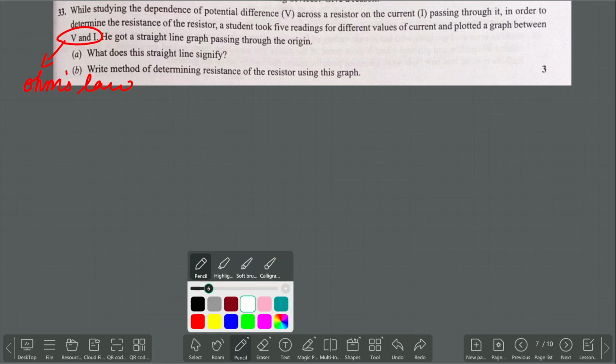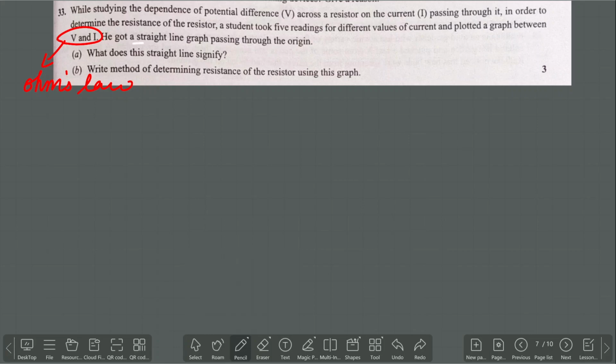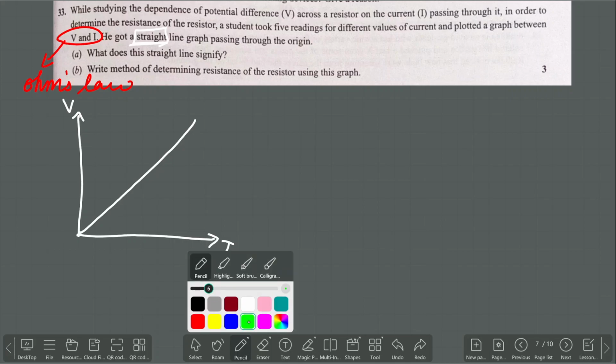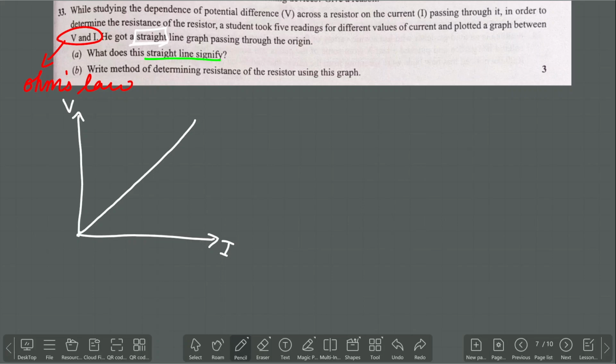So now he got a straight line passing through the origin. So he is doing an experiment over here. Let us take the graph like this. Always along the y-axis we need to consider the potential difference and along the x-axis we need to consider the current, and they said he got a straight line which is starting from the origin. In the question they are asking, what does the straight line signify? This straight line gives us the resistance of the conducting material.